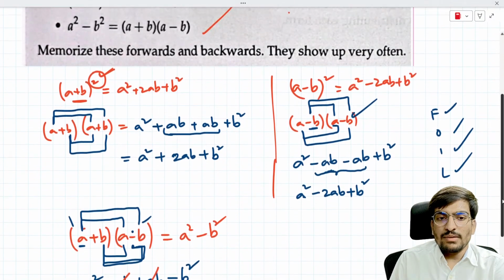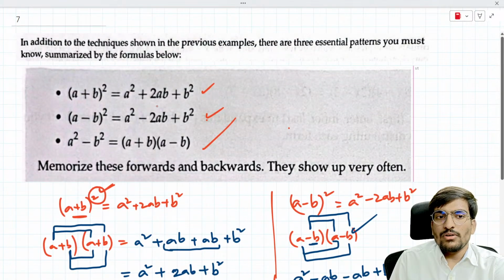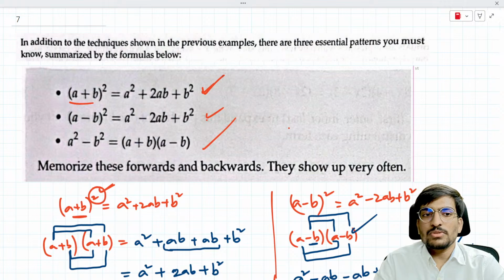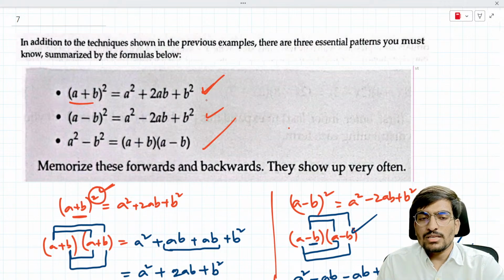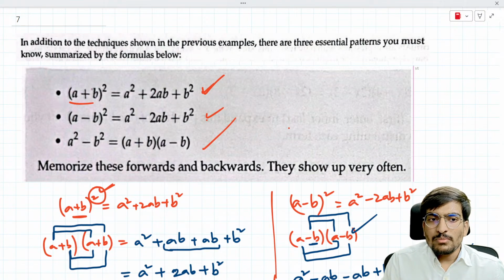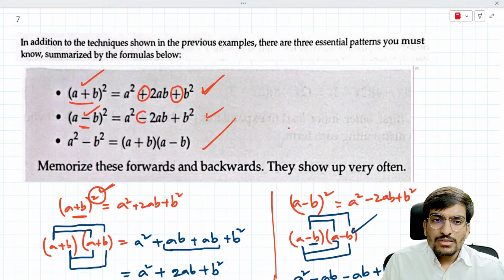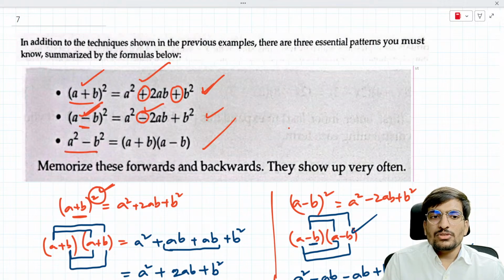Every time, just remember directly: whenever it is a plus b whole square, you directly use a square plus 2ab plus b square. Same for a minus b whole square, a square minus 2ab plus b square. Remember, in the plus, both are plus. Whenever it is minus in the formula, here it's going to be minus 2ab. That is the difference. Plus means plus 2ab, minus means minus 2ab. And a square minus b square equals a plus b times a minus b. Remember them.